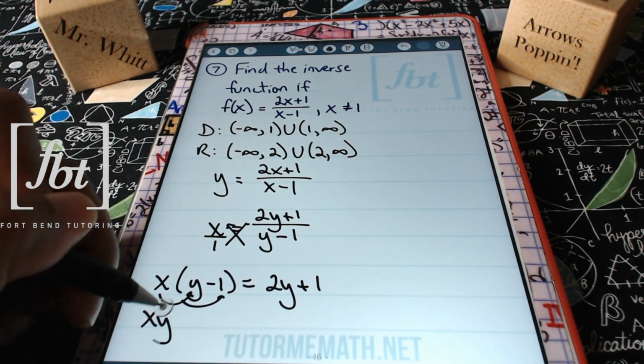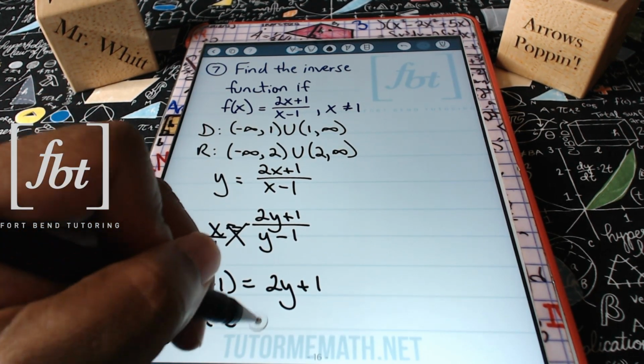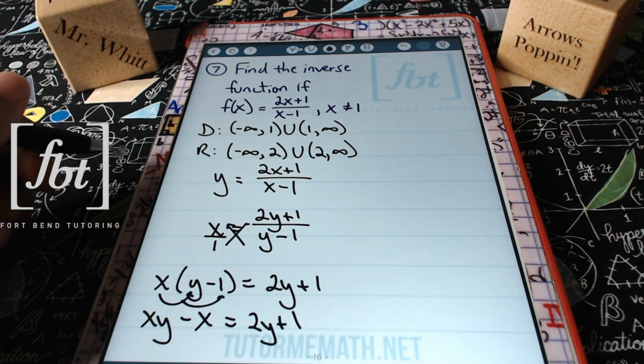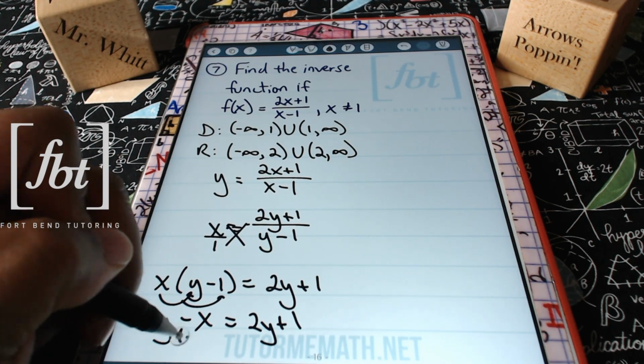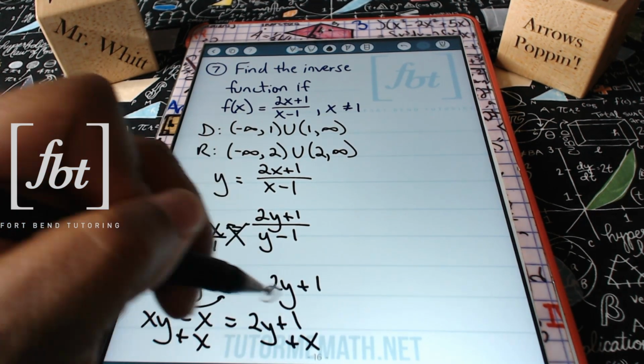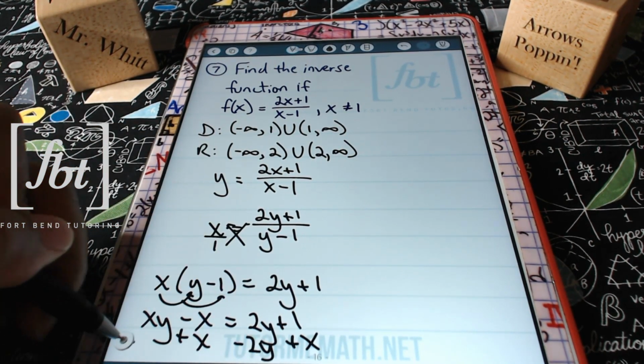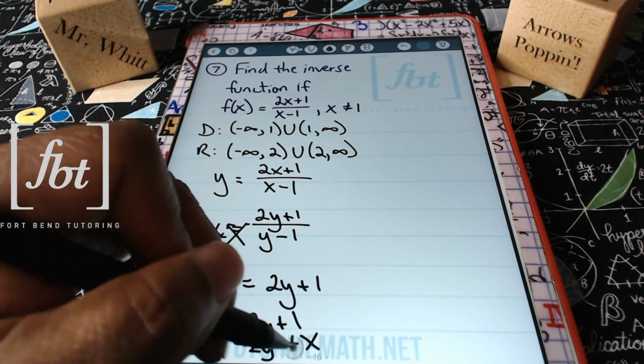And you'll have xy minus x, which equals 2y plus 1. Then you'll probably want to add x to both sides, and subtract 2y to both sides. Go ahead and do that. All right, it'll be like that.